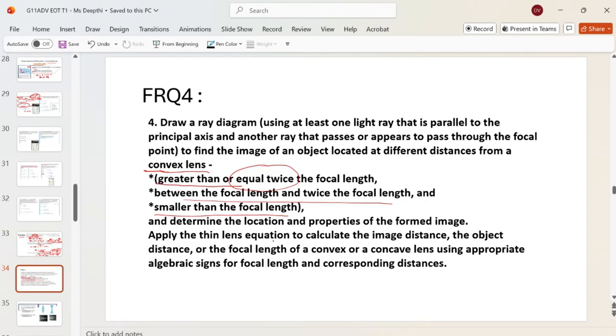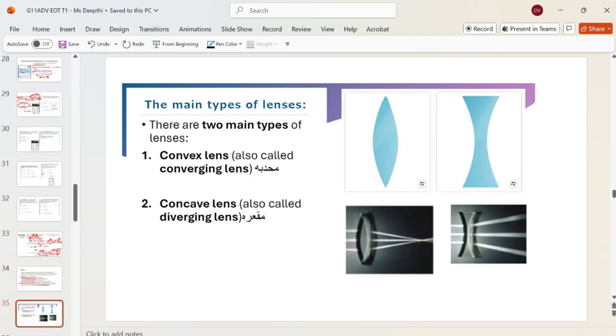So you have to practice drawing the 4 pictures. They can ask you any one of them, and then you have to write the properties and the location and also apply the thin lens equation to solve the problem. For the problem solving, they can bring either convex or concave lenses, but you use the same formula. So you know that there are 2 types of lenses, convex and concave.